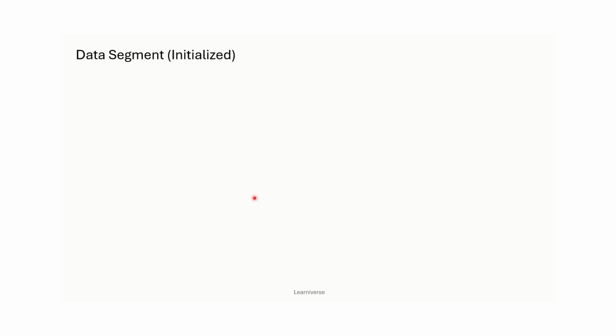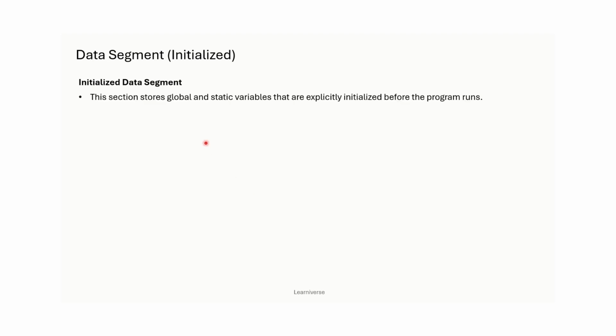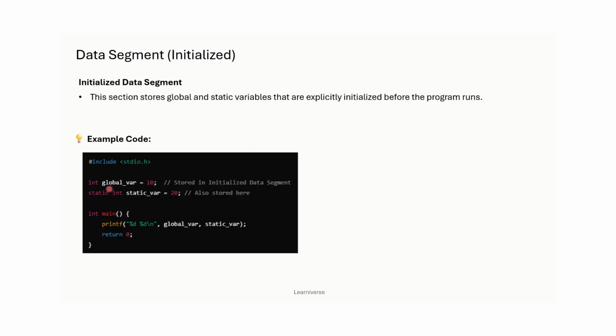And now let's understand the data segment. In data segment we have two types. One is initialized data segment and another is uninitialized data segment. First let's understand what is initialized data segment. This section stores global and static variables that are explicitly initialized before the program runs. Here you can see we have a global variable of type int that is initialized to value 10, which means it is stored in initialized data segment.